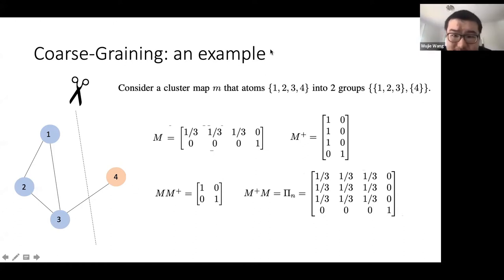Do I have questions in the comments? Is it safe to think of the lift operator as a one-hot encoded cluster assignment? Yeah, essentially. It's an operator that maps your coarse-grain node back to a fine-grain node. Essentially, that's the idea.